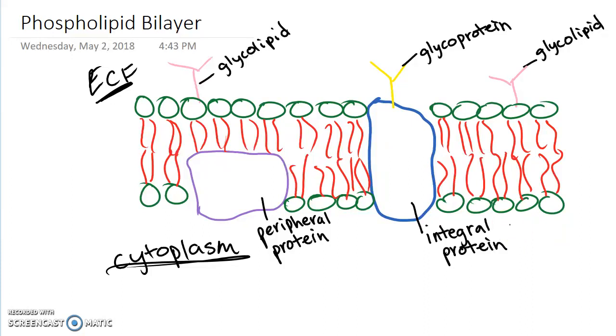So the cell membrane is also known as a phospholipid bilayer. That's because it's made out of two phospholipids. So one phospholipid looks like this, and there's two. One at the top, one at the bottom. So the two of these together make the phospholipid bilayer.